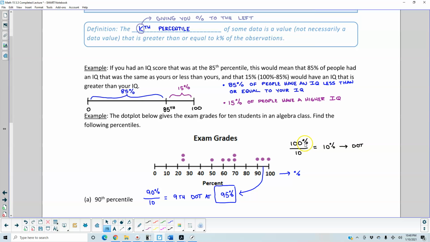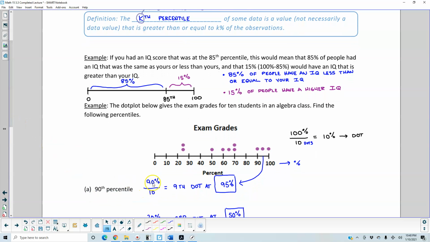So 100% divided by 10 dots is equal to 10%. So it's 10% for each dot. So let's take a look at the 90th percentile. The 90th percentile tells us that we need to take 90% and divide it by 10. That's 10 dots. So 90% divided by 10 tells us that we have to find the 9th dot.